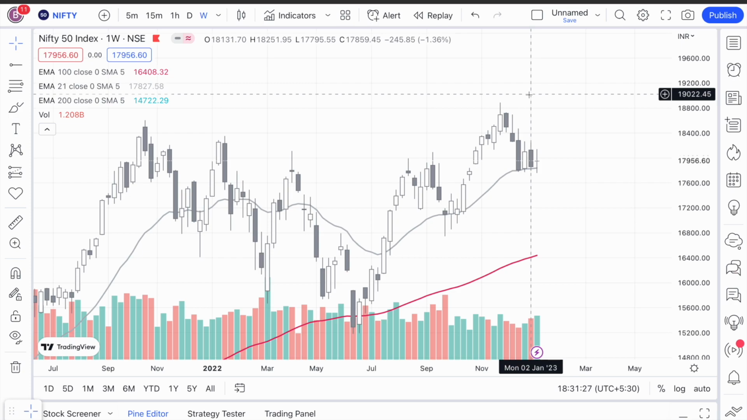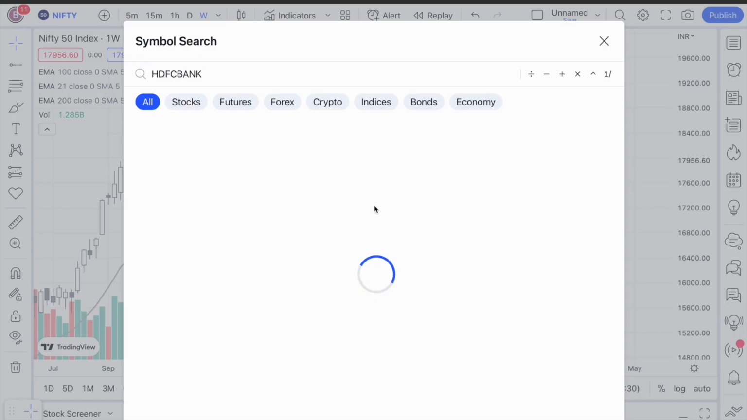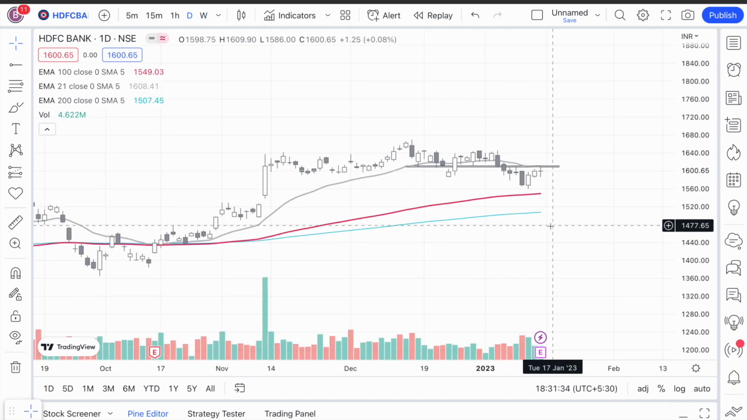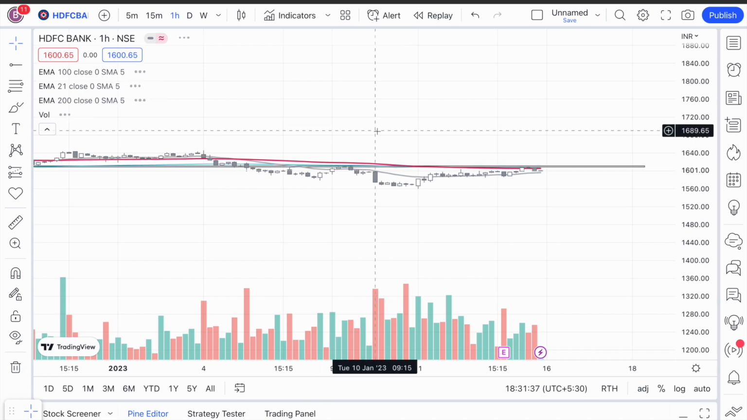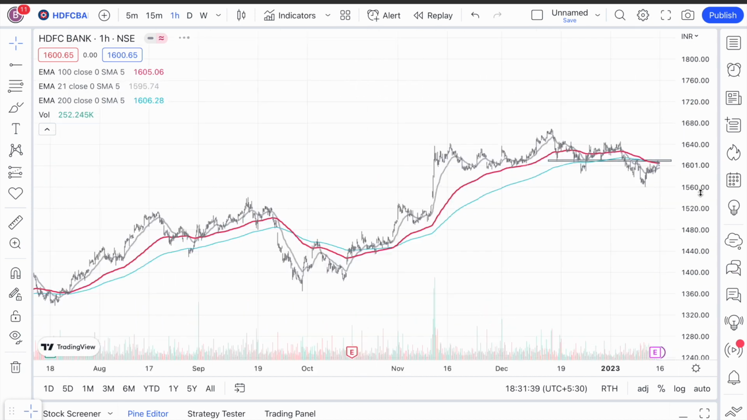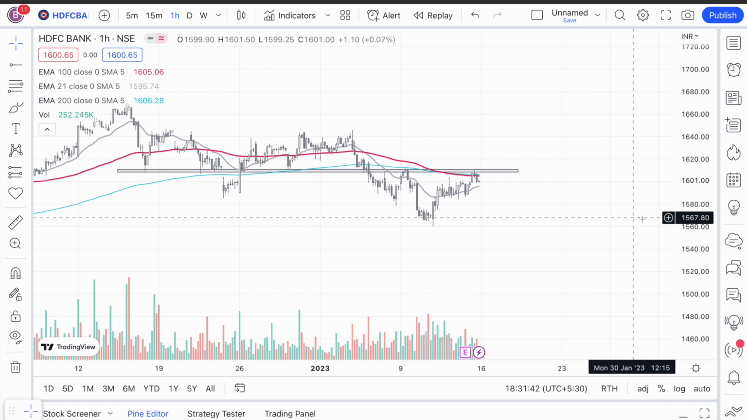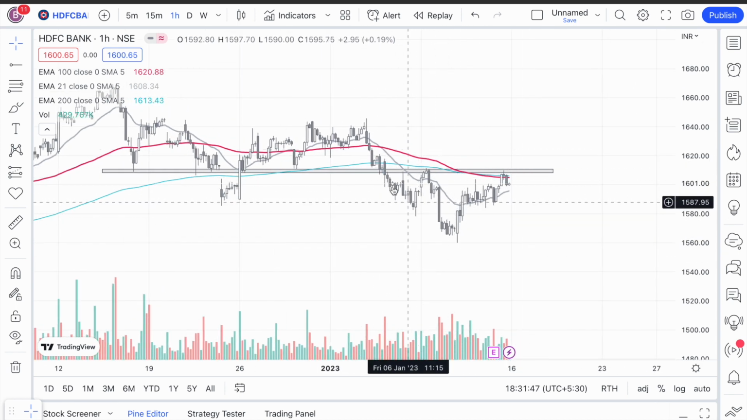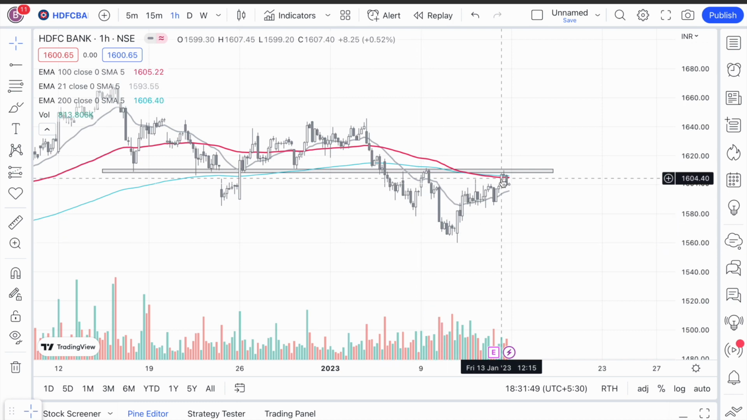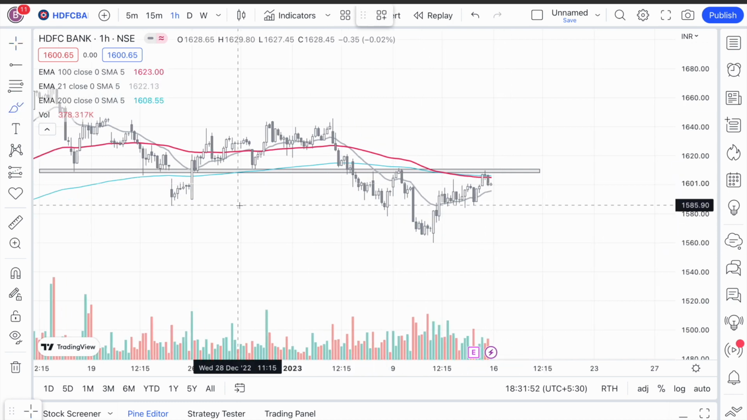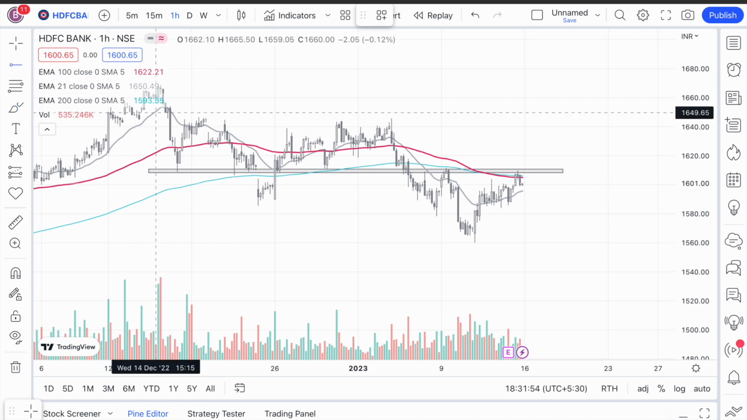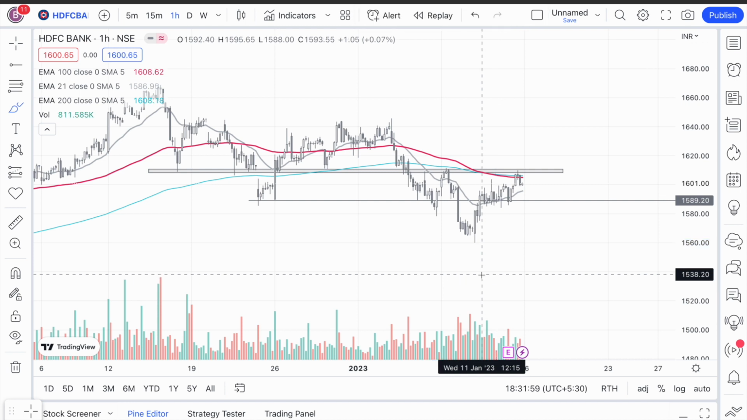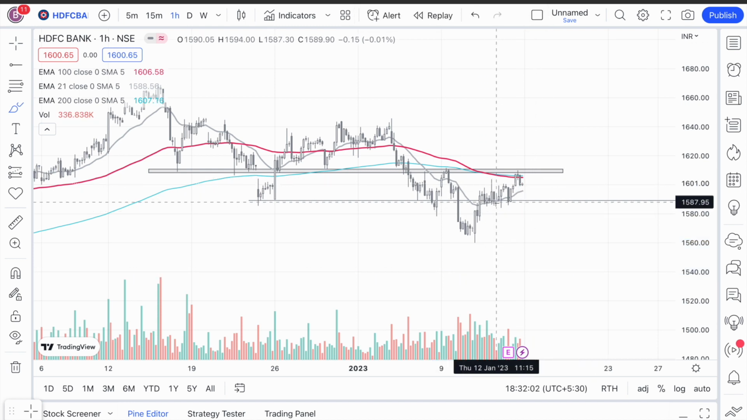So again, if I open the HDFC Bank chart for you, it is definitely going to play a major role, especially in the upcoming trading sessions. Now if I show you the hourly time frame chart, this is what you have to keep in mind. The price did give a movement on the downside, but eventually it got recovered. But if this was a proper false breakdown, then we could have witnessed a strong recovery. But that is not the case.